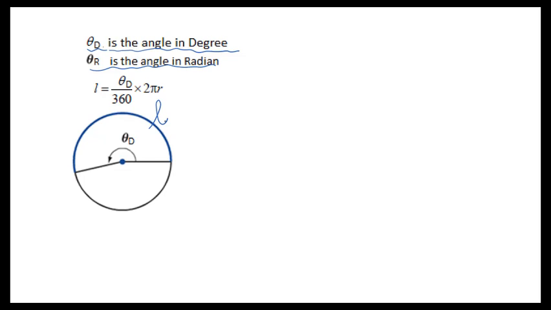How do you work out this L? We know for the circle, the circumference is 2 pi r. The central angle for a circle is 360 degrees. It equals, since the central angle given is theta d, so I write down here theta d. What's the arc length? I use L to stand for that. So we solve for L.